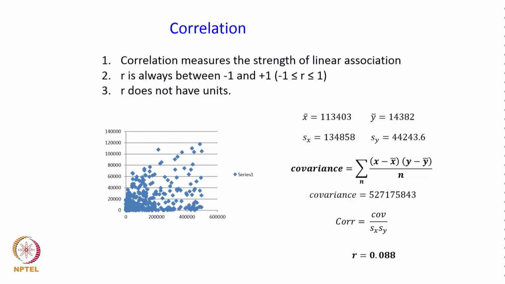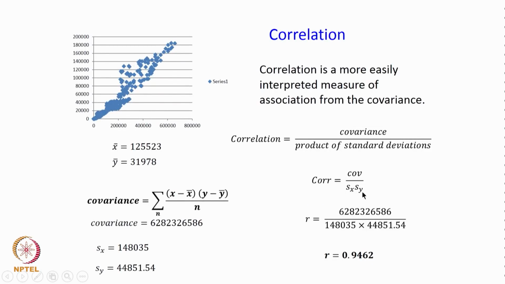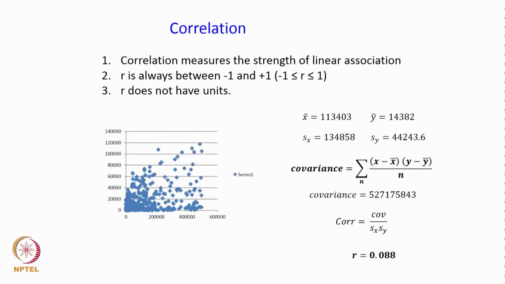Standard deviation has units. So, Sx has a unit, in this case it is money or rupees. Sy also has unit, which is money or rupees, and then if we go back we do the product of Sx and Sy. So, it is rupee square or money square. Covariance is x minus x bar into y minus y bar by n summation. So, it also has the unit money square, and therefore, correlation does not have a unit. It is a unitless quantity which is between -1 and +1.